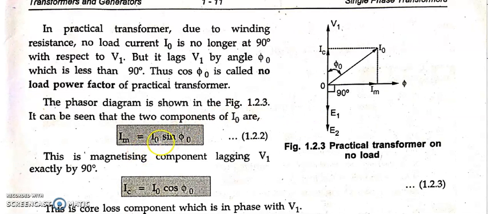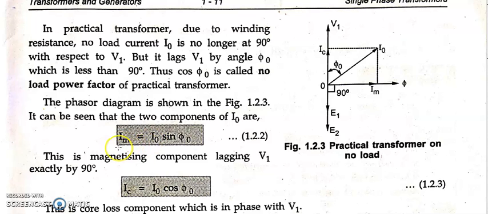And coming to this, how this came: Im equals I naught sin phi naught. Very simple, you can apply your trigonometry rule over here. Sin phi naught means what? It is opposite by hypotenuse, right? This is your opposite, this is your hypotenuse, and this is your base, which you can also call adjacent. Here to here, the distance is Im, and this distance is I naught. So Im by I naught is equal to sin phi naught.